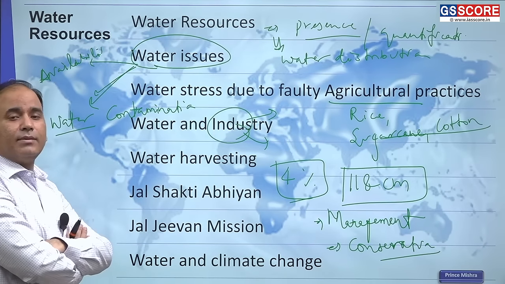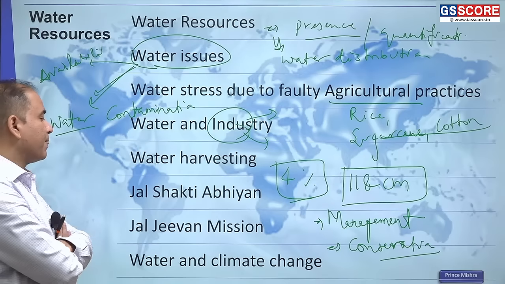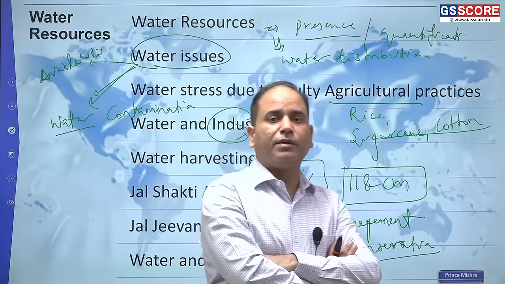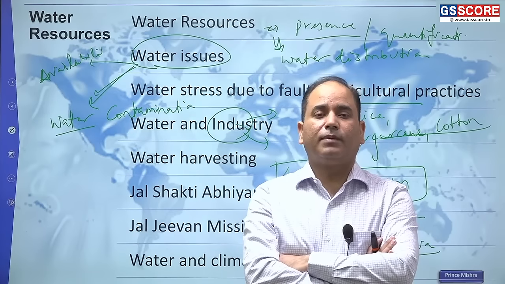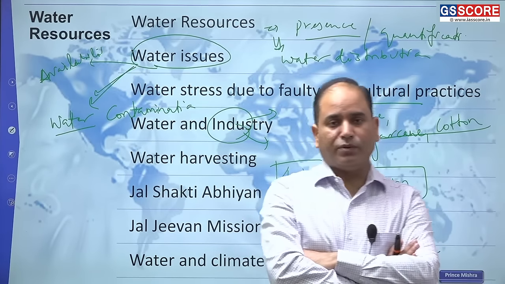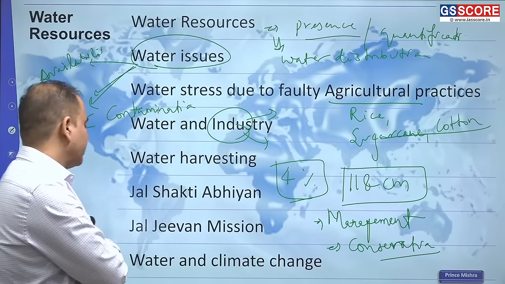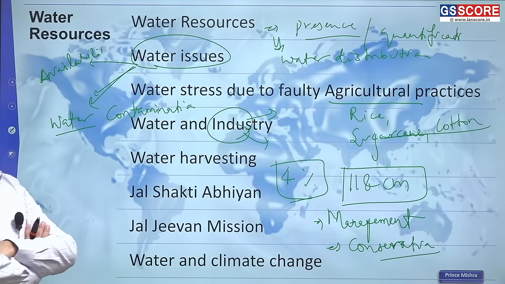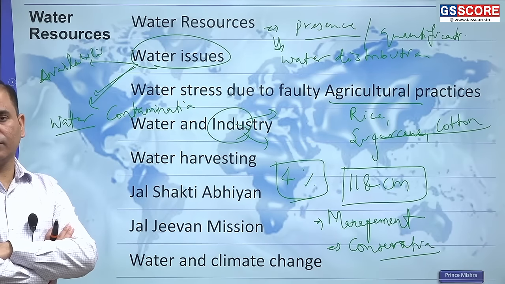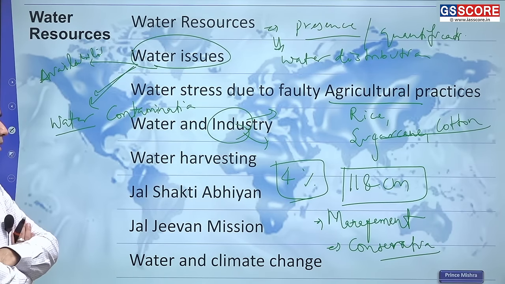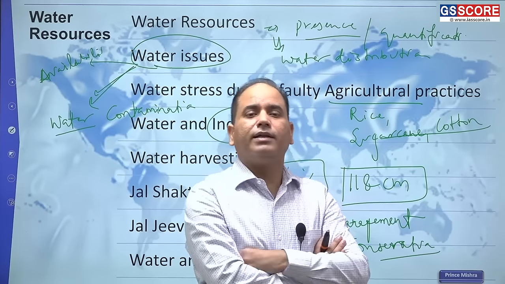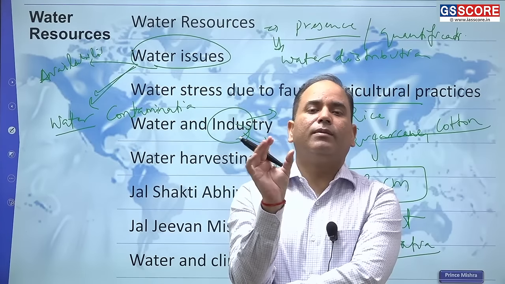Then we have Jal Shakti Abhiyan, an umbrella program that has been launched by the government. In fact, when the NDA 2 came into power, they unified all the departments and ministries working related to water into one ministry, the Jal Shakti ministry. Also, the government is trying to provide tap water facility throughout the country, especially in rural areas, because in urban areas some form of tap water is already available, but in rural areas it is not. So the government is trying to provide tap water facility to most of the rural areas.